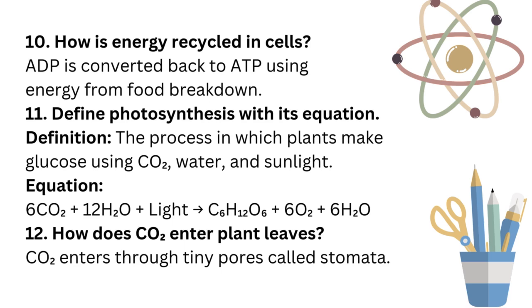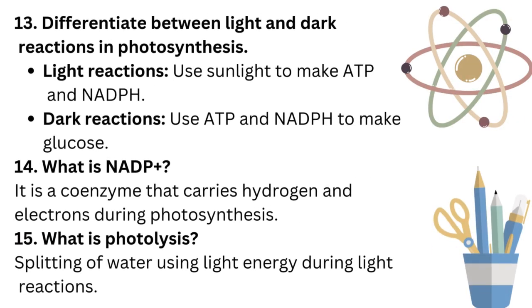How does carbon dioxide enter plant leaves? CO2 enters through tiny pores called stomata. Differentiate between light and dark reactions in photosynthesis. Light reactions use sunlight to make ATP and NADPH. Dark reactions use ATP and NADPH to make glucose.